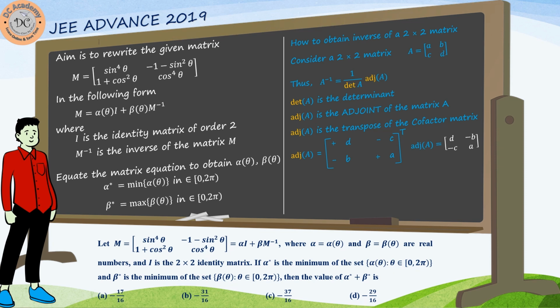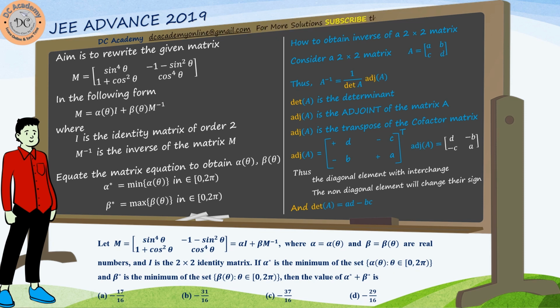Notice that for a 2 cross 2 matrix, the diagonal elements are interchanged, and the non-diagonal elements b and c are multiplied by a minus sign. So the diagonal elements interchange and the non-diagonal elements have their signs changed. And obviously the determinant of A, that's well known, is ad minus bc. Therefore A inverse is equal to 1 by (ad minus bc) into adjoint A. That's it. You can easily obtain the inverse of any 2 cross 2 matrix following this theory. Let's go ahead.